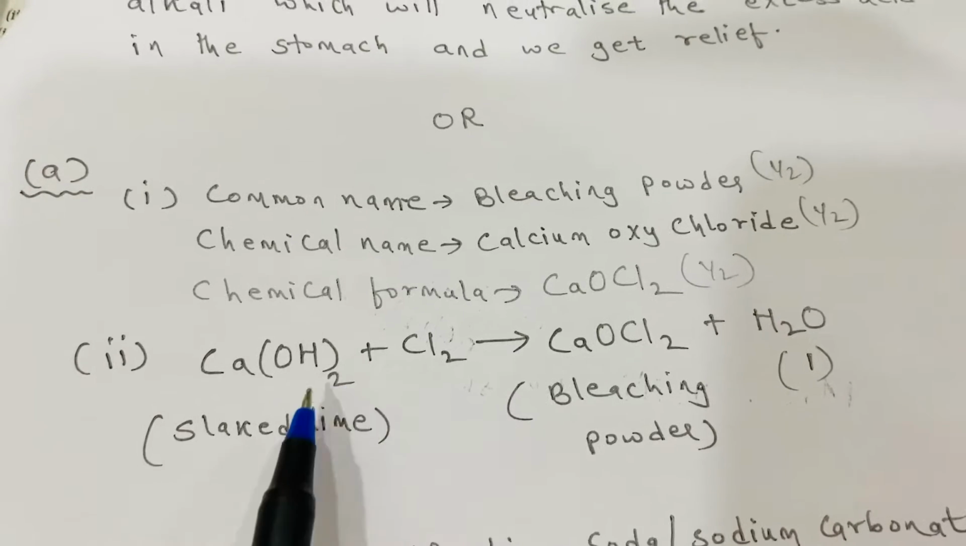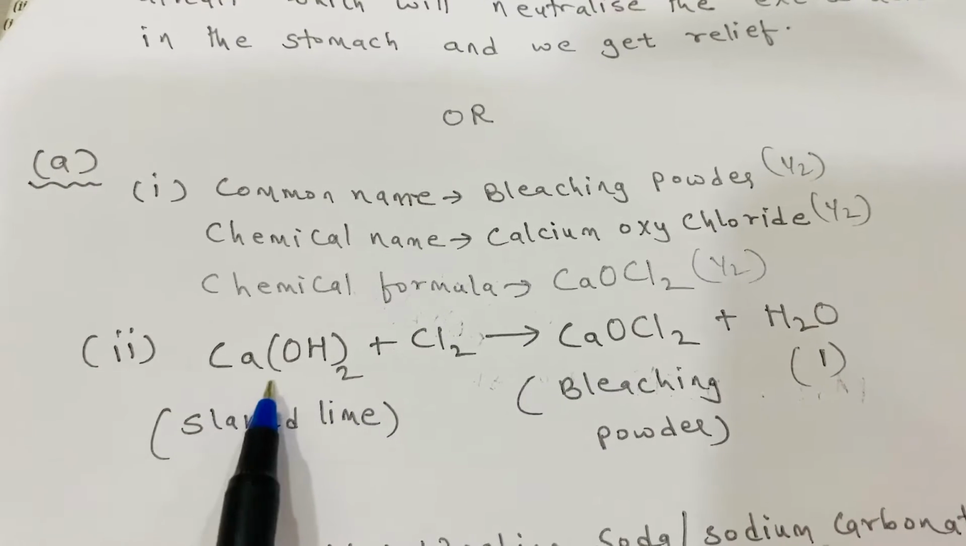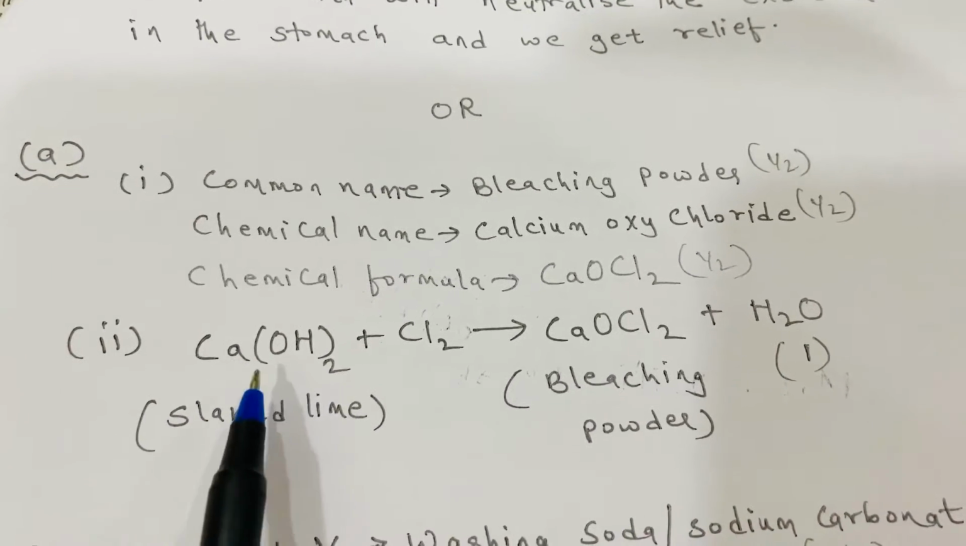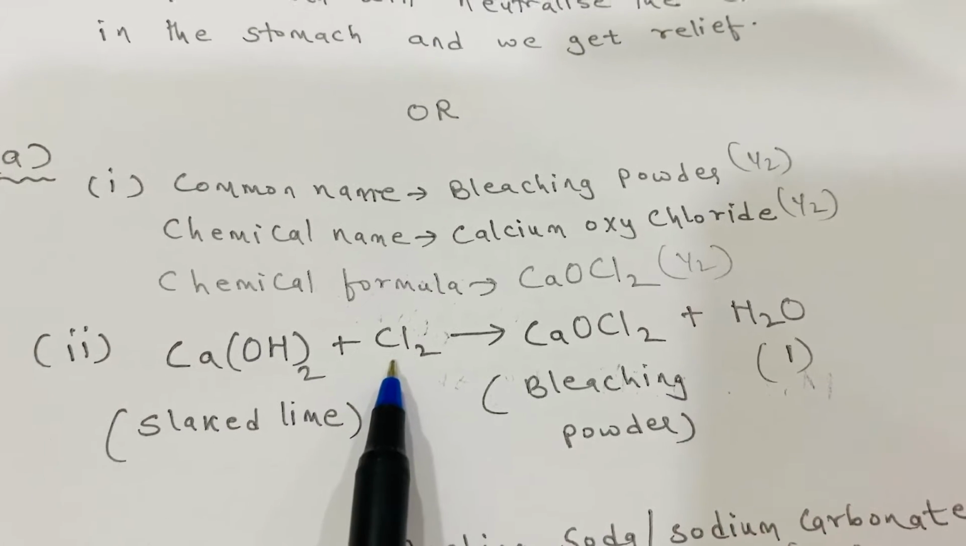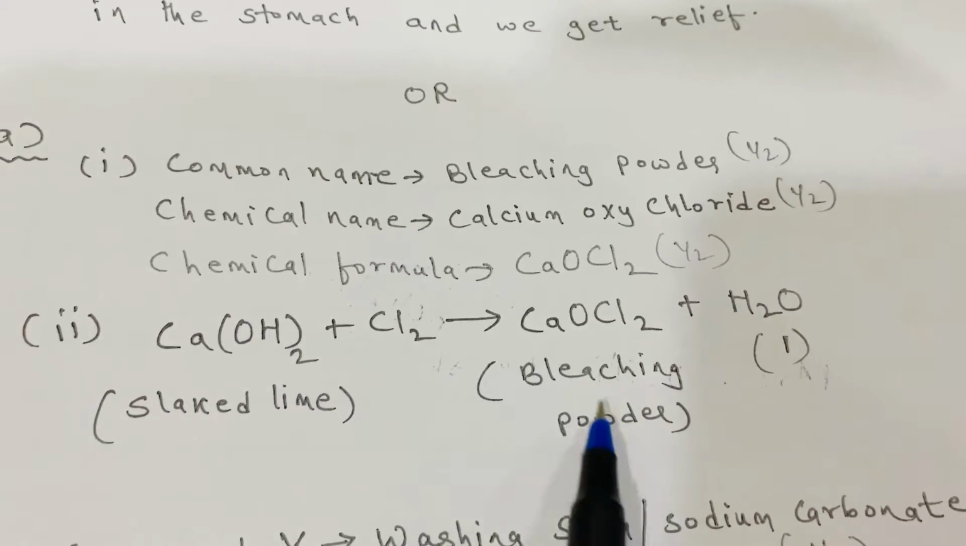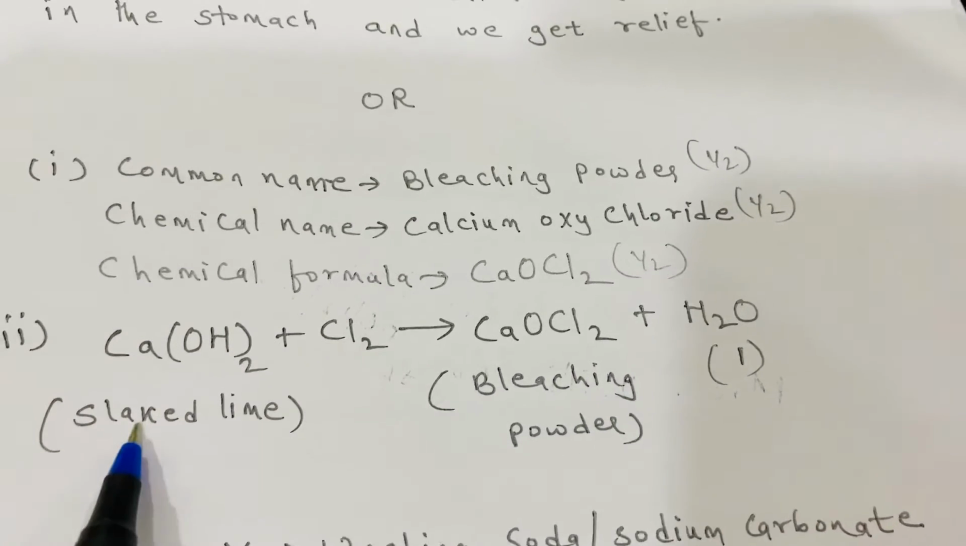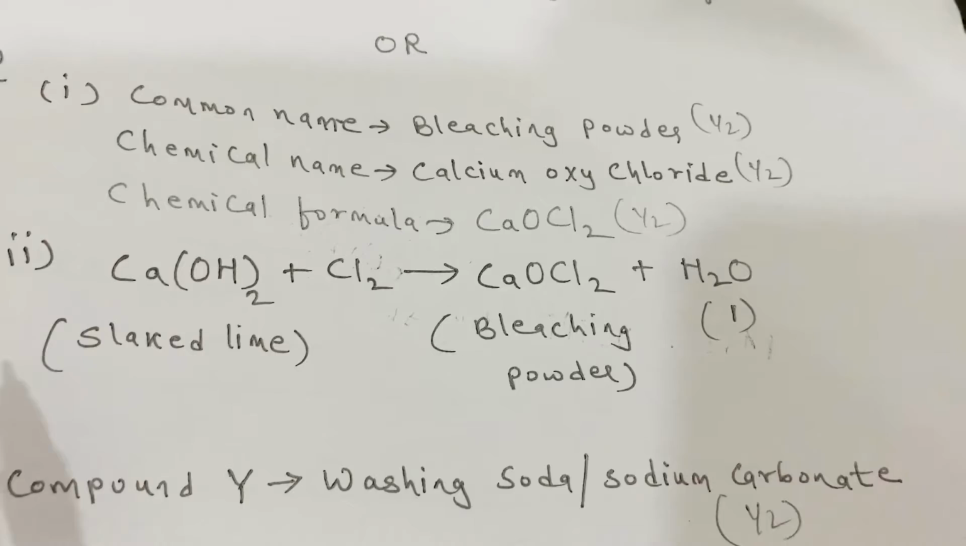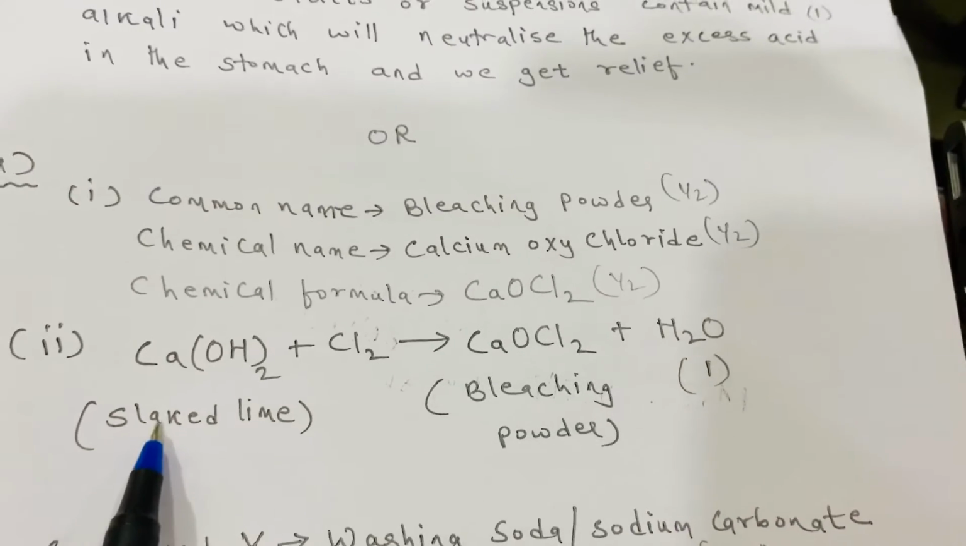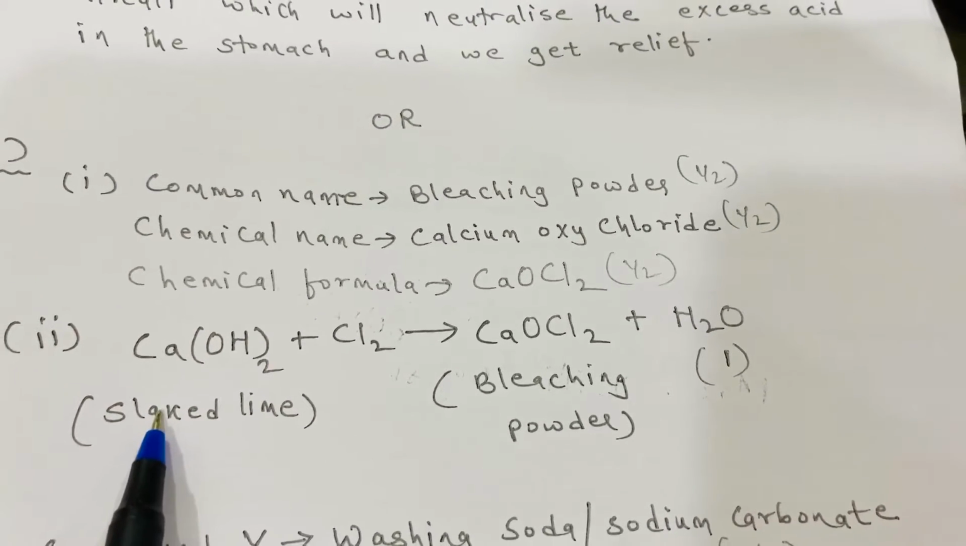When chlorine gas is passed through dry slaked lime, this is a powdered form of slaked lime, it will produce bleaching powder CaOCl2 plus water. So this is how it is prepared. So you have to specify how it is prepared by giving the chemical equation.